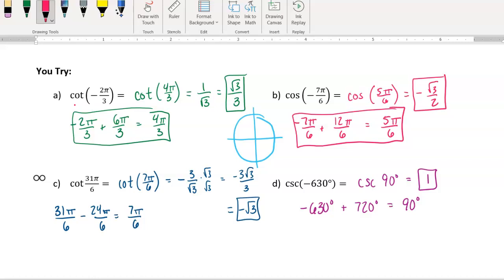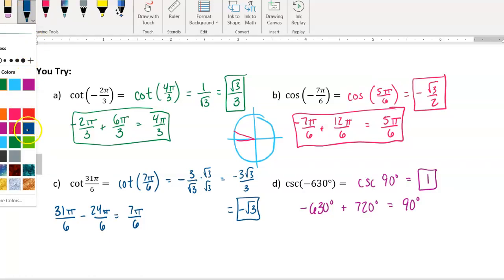So where is 5 pi over 6? Well, 6/6 would be the same as pi, so 5 pi over 6 would be a sixth away from pi. And we're dealing with the cosine function, so that's the horizontal distance. That's a long distance, so it's going to be negative square root of 3 over 2. All right, going down to the letter C there.